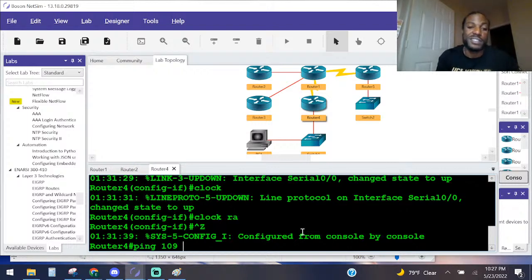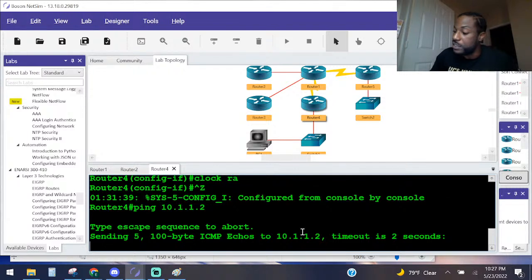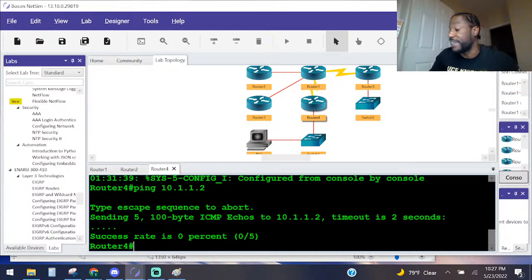10.1.1. Oops, almost a typo right there. 1.2, and as you can see, it failed, just like I predicted, right? The ping should not be successful. Well, I guess I didn't predict it. He said it right after that.